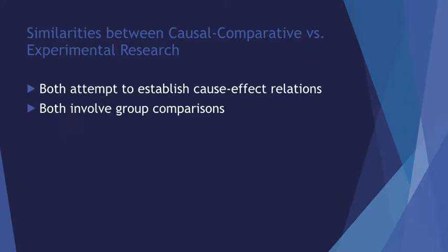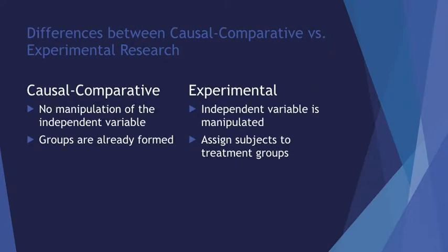Just like with correlational research, causal comparative also has some similarities with experimental research. First, they both attempt to establish cause-effect relations. Secondly, both involve group comparisons in their studies. Just like there were differences with correlational research, causal comparative and experimental also have their differences. One of the major differences is that in experimental research, the independent variable, the alleged cause, is manipulated by the researcher, whereas in causal comparative, the variable is not manipulated because it has already occurred.